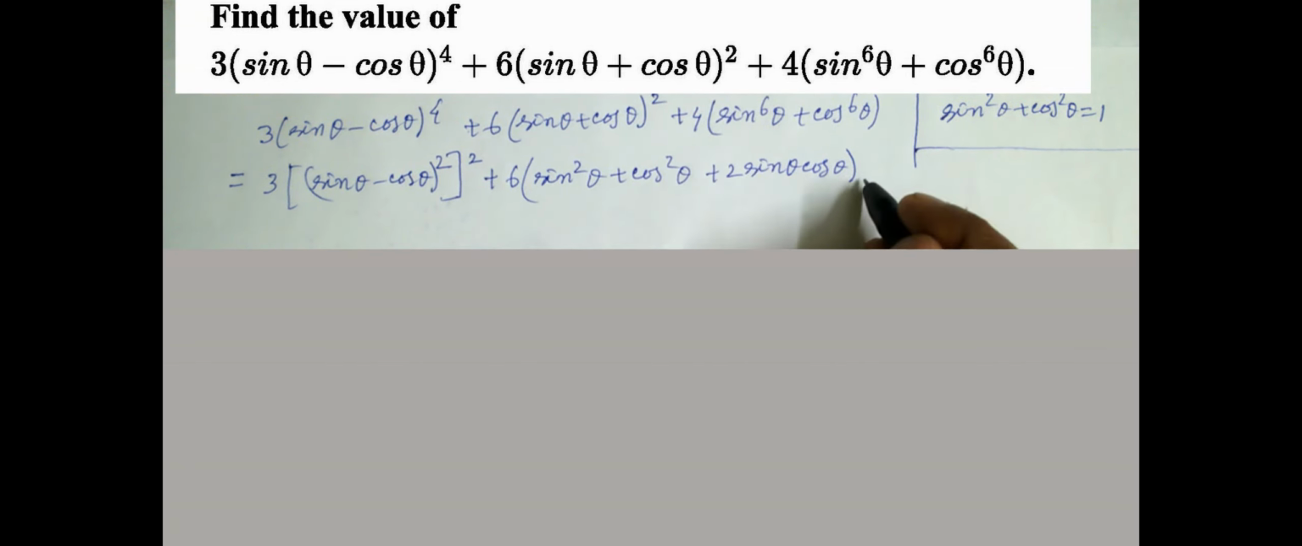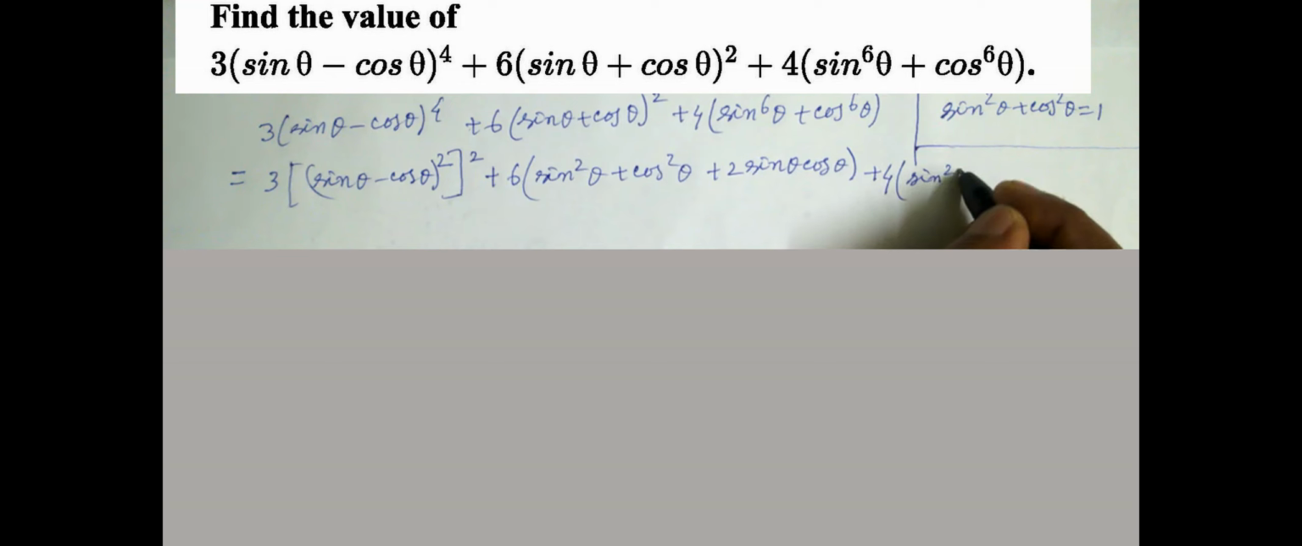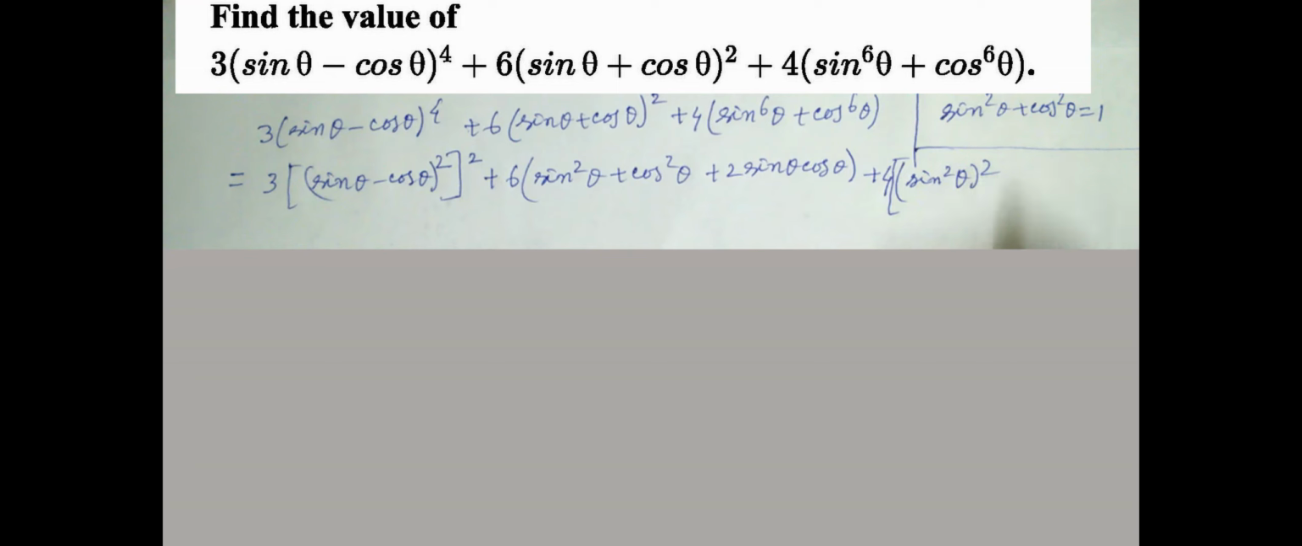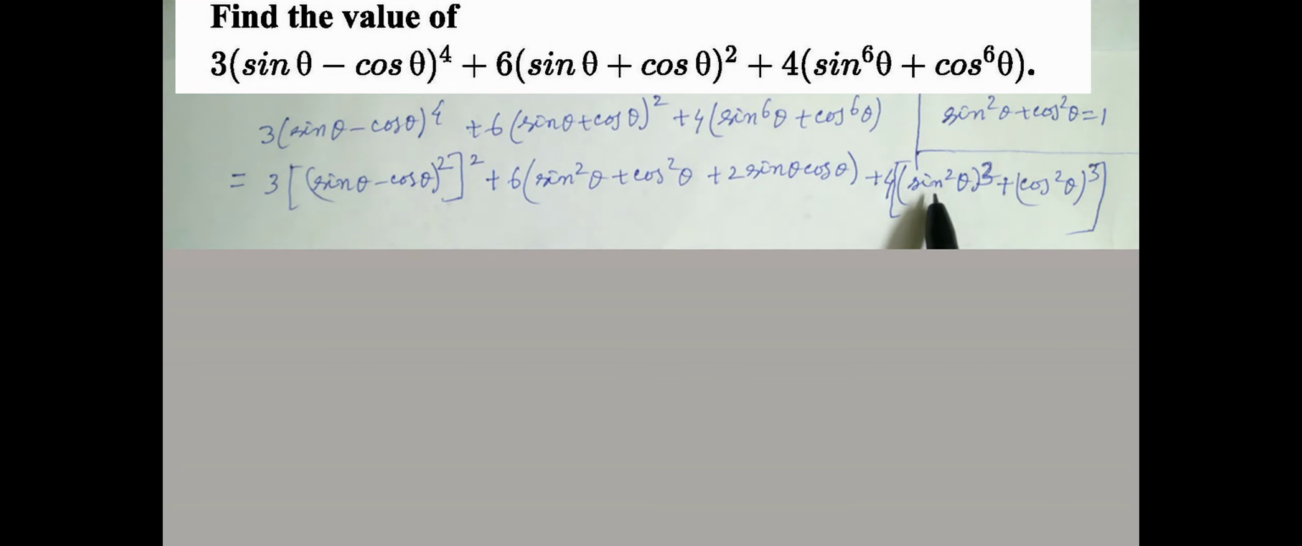See, 4 into, writing this way, (sin² θ + cos² θ) whole cube. Ultimately this will be sin^6 θ + cos^6 θ. Now here the a³ + b³ formula can be used, where a means sin² θ, b means cos² θ.